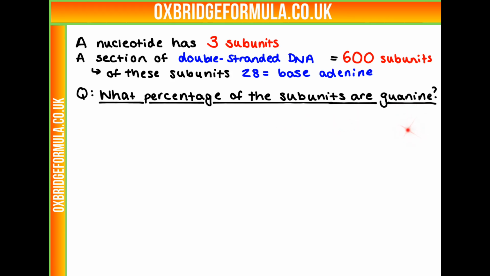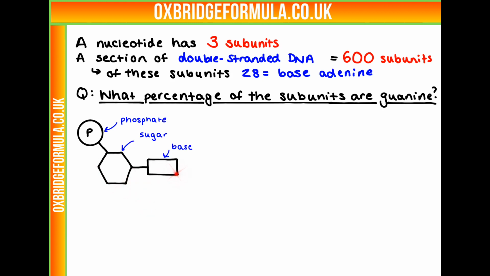So, let's start at the top. A nucleotide has 3 subunits. What are these subunits? What makes up a nucleotide? Well, we have our phosphate, which is attached to our sugar, which is also attached to a base. So we know that this is what's going to be our adenine and what's going to be our guanine. These are both bases. So we need to work out how many of the bases we have. We know already that we've got 28, which are adenines. So what can we work out from there?